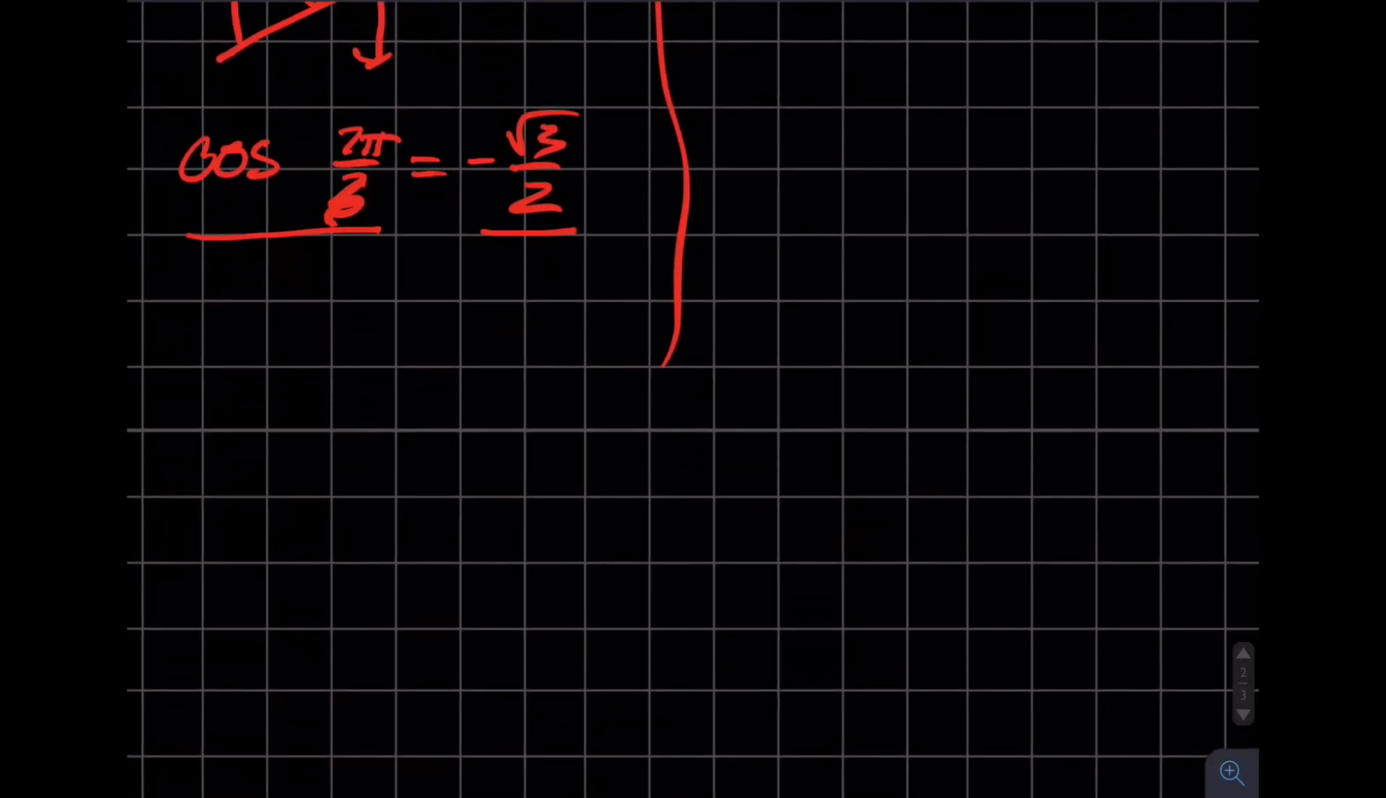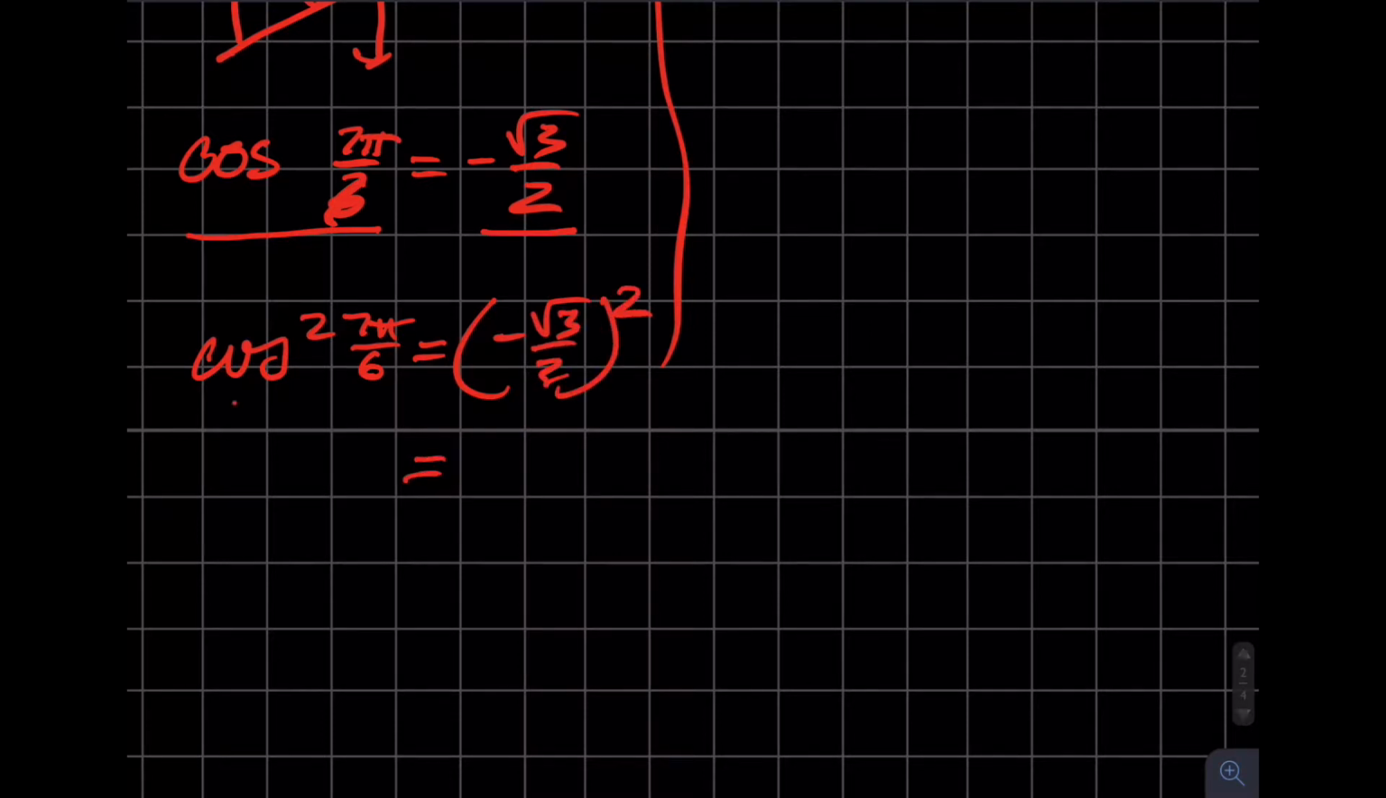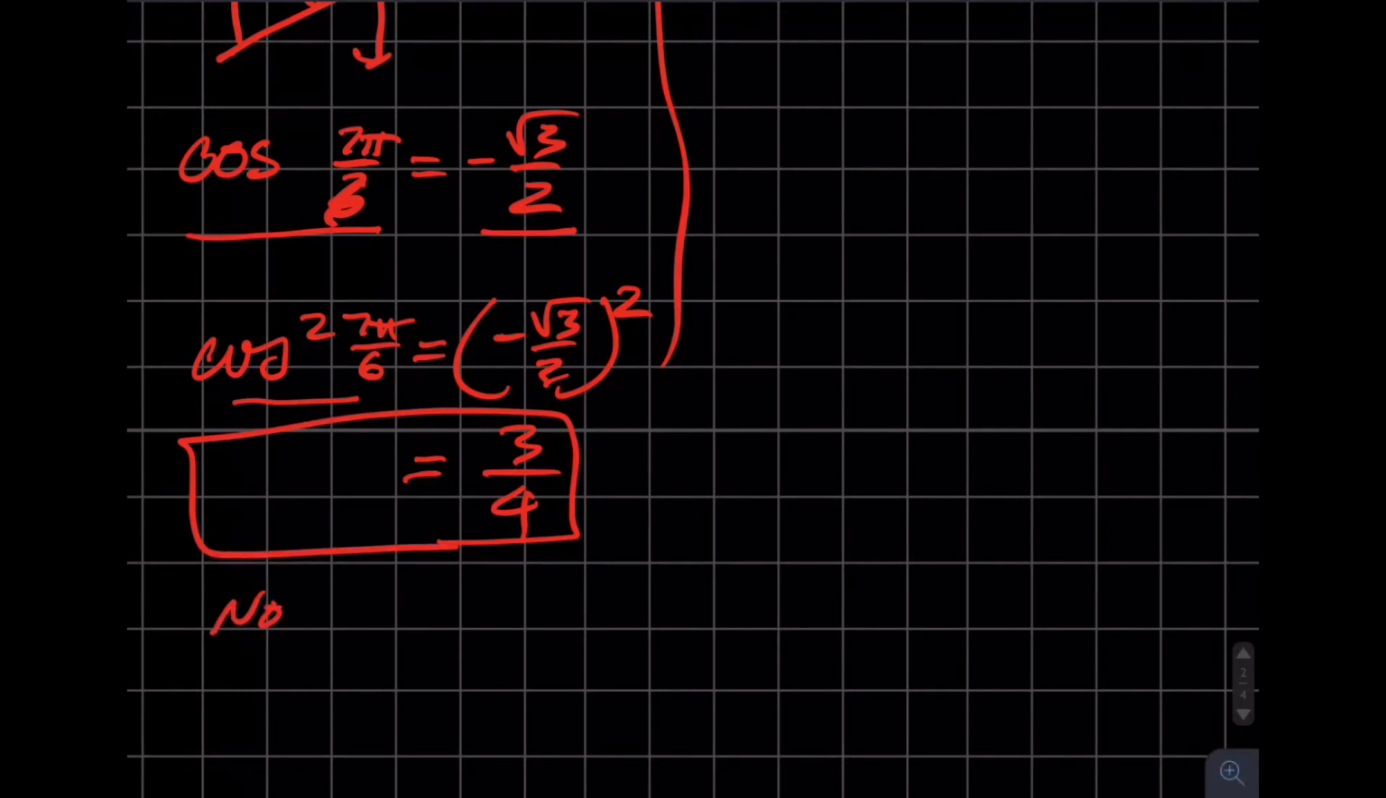From there, we need to square that value. So for cosine squared 7 pi over 6, that's equal to the square of negative radical 3 over 2. Negative times negative is positive, radical 3 times radical 3 is 3, and 2 times 2 is 4. So that is actually equal to 3/4. And so no, not a solution. So that's one way to do it.